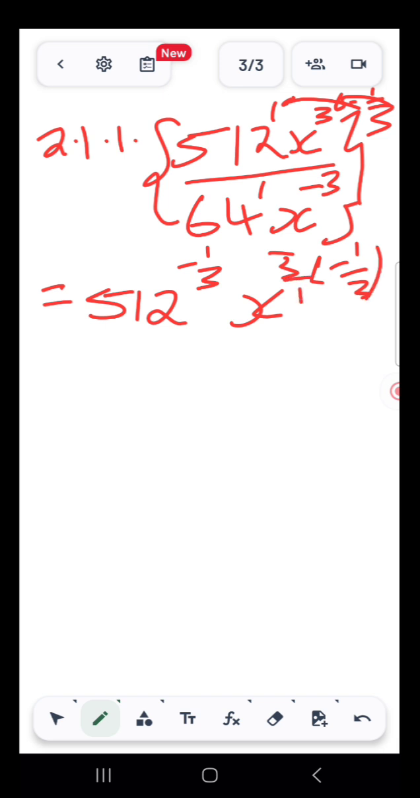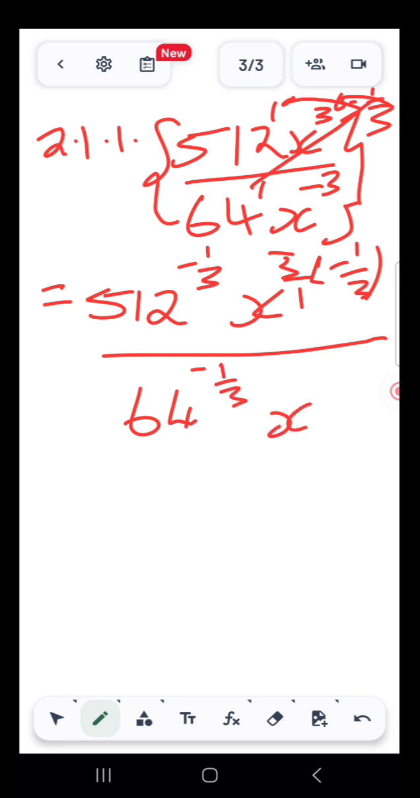Remember, 3 is the same as 3 over 1. All over 64, now in the exponent of 1, so you bring the exponent here, it's negative 1 over 3, and then it's x to the exponent of negative 3 multiplied by negative 1 over 3. So the negative 1 over 3 goes outside and enters everywhere, to the number and to the variable, to the number and to the variable.